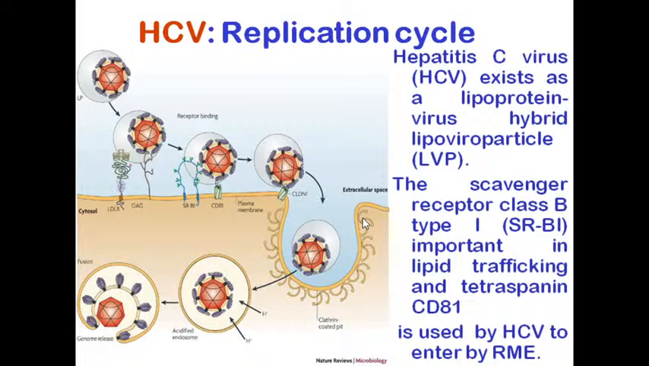It also has some unique features compared with other viruses. Hepatitis C virus exists as a lipoprotein hybrid, the lipoviral particle. That is the form in which it exists in the body. Because the virus particle is covered with low density lipids of our own, human origin. That's why, take a look at this particle, this lipoviral particle is not highly immunogenic.